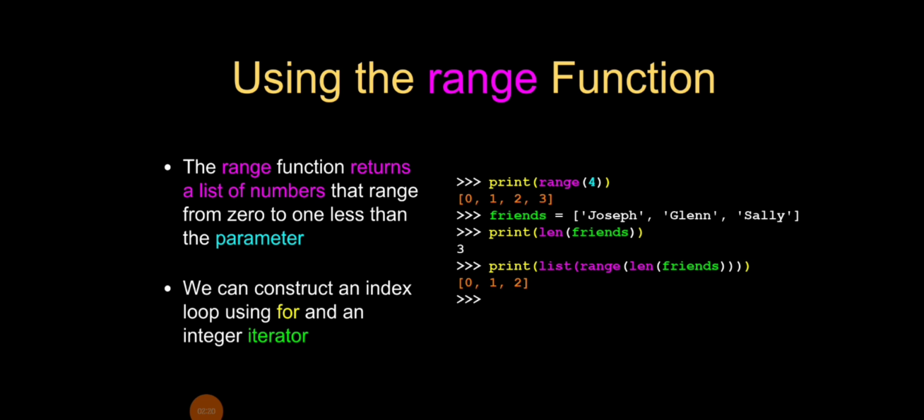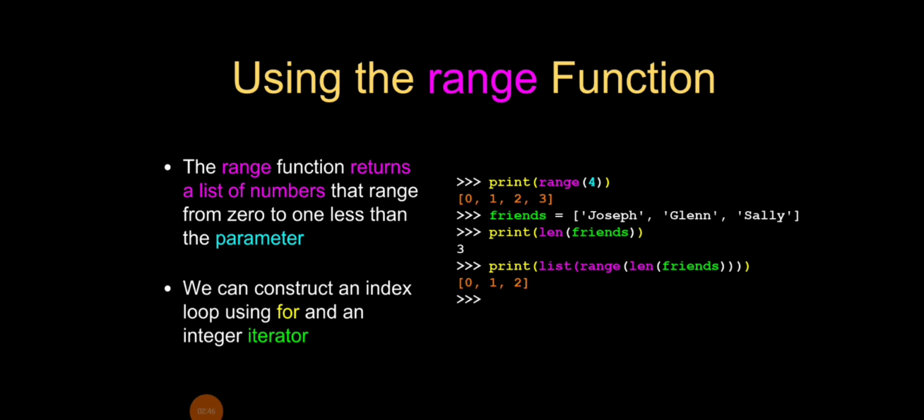So, using the range function. The range function returns a list of numbers that ranges from 0 to 1 less than the parameter. Because elements are indexed from 0, the last element is 1 less than the parameter. We can construct an index loop using a for and an integer iterator. Here is an example for the range function.